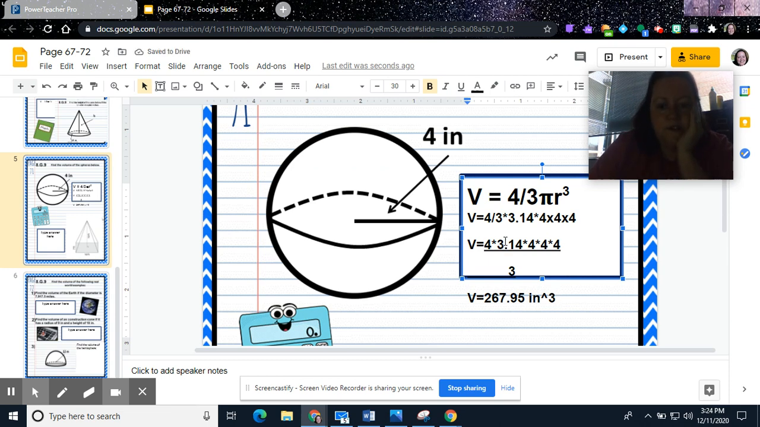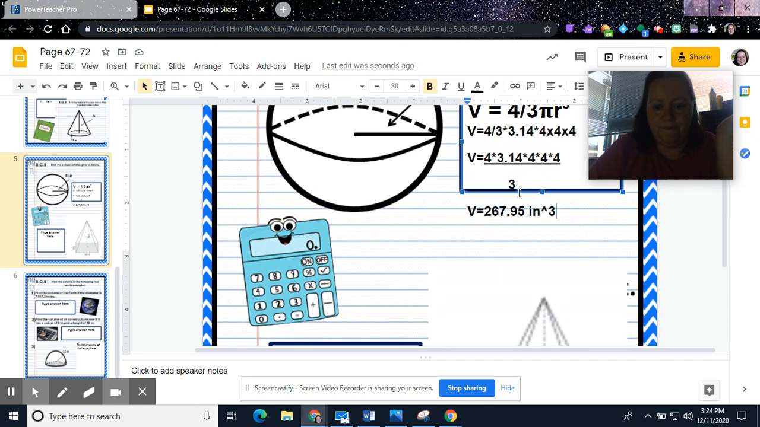Okay. So like I said, I think this is the hardest one because it has that 4/3. Especially if you struggle with understanding how fractions work, this one may be the hardest one for you to come up with. But please come ask me for help if you need help.